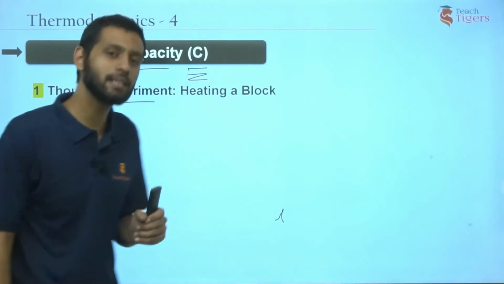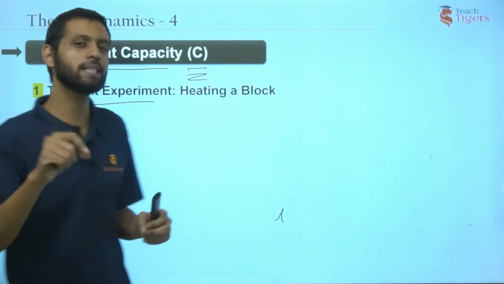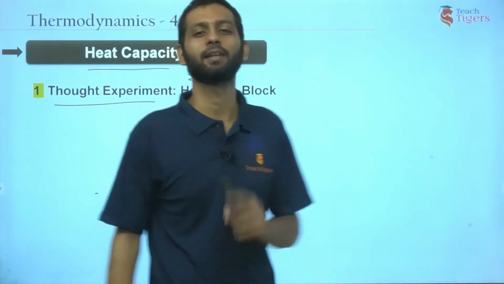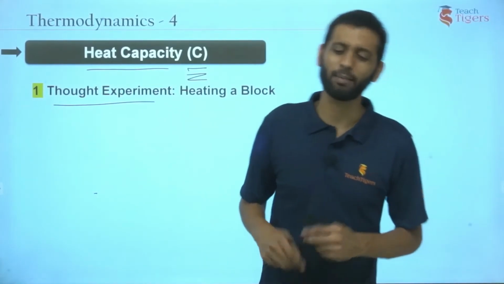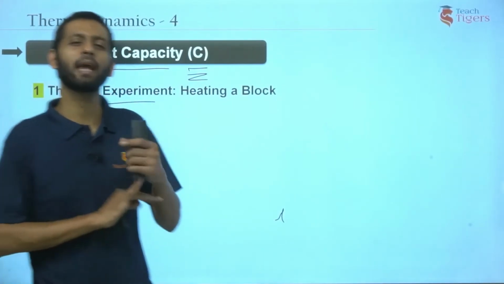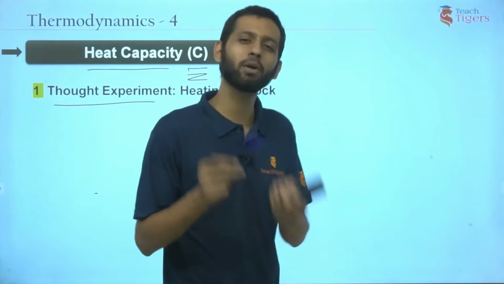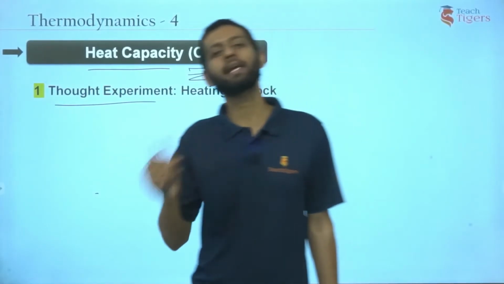Heat capacity is the heat required to raise the temperature of a body by 1 unit temperature. This unit can be anything. This unit can be Fahrenheit, degree Celsius, or Kelvin. Those are questions about units, not questions about concepts. But in general, we talk about the Kelvin scale.